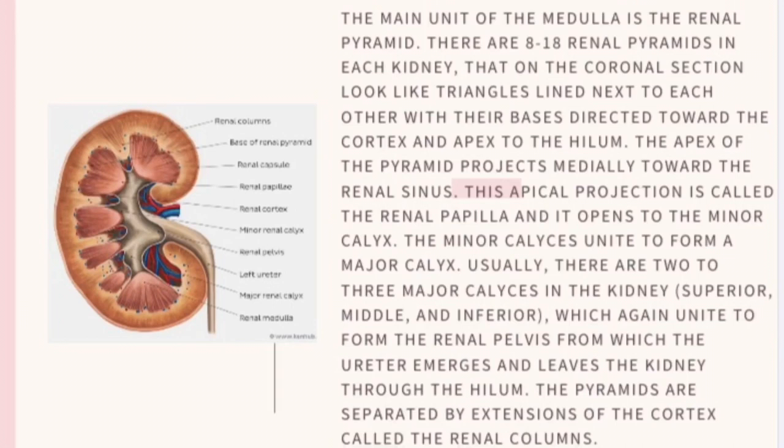So the pyramids contain the functional units of the kidney, the nephrons, which will be discussed later, which filter blood in order to produce urine, which is then transported through a system of structures called calyces, which then transport the urine to the ureter. So the pyramids represent the functional tissue that creates urine, whereas the calyces are the beginning of the ureter and transport the urine to it.